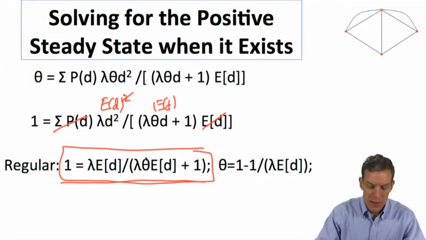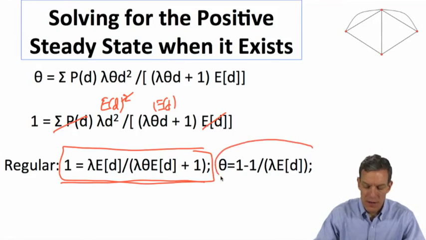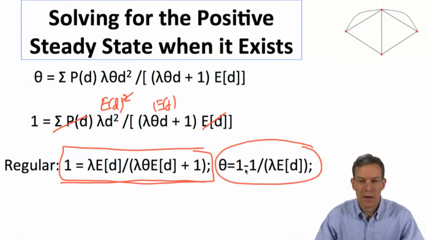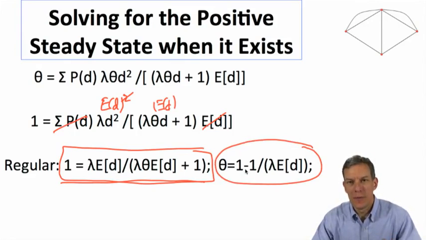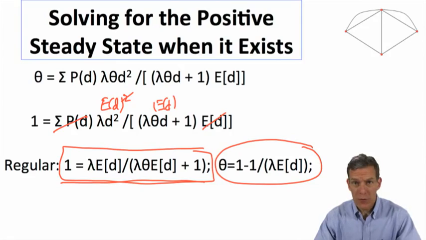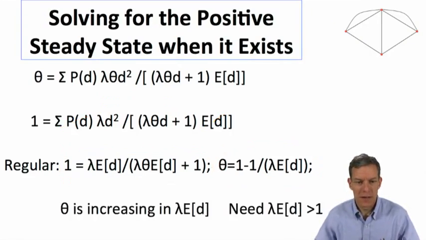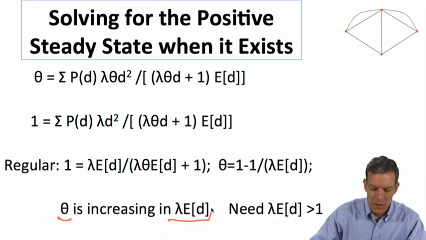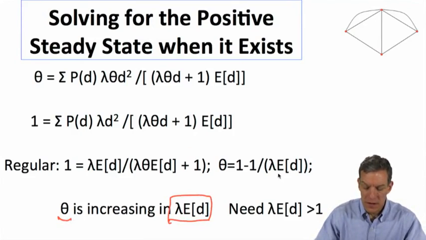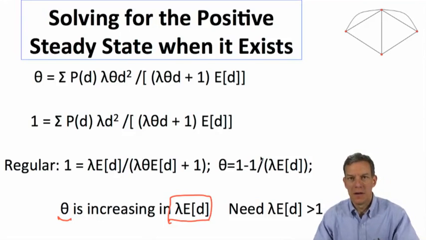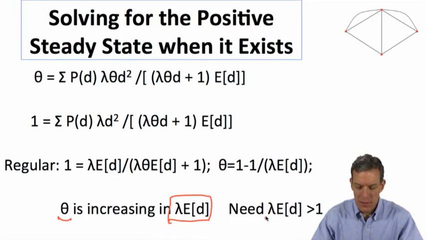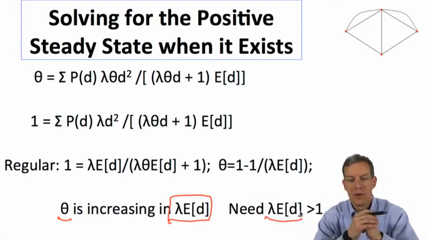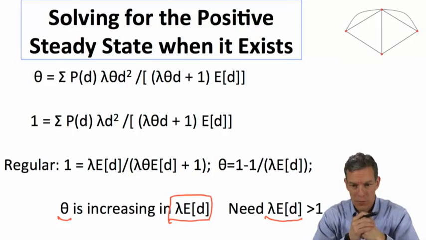Now we can rearrange this in terms of theta, and we end up with theta is equal to 1 minus 1 over lambda times E of D. So if everybody had the same degree, then we can solve explicitly for what the steady state expression is going to be for the infection rate. And we notice now that this is increasing in lambda E of D, and in order for this thing to be at least 0, then we need lambda E of D to be greater than or equal to 1, or greater than 1 for it to be positive.